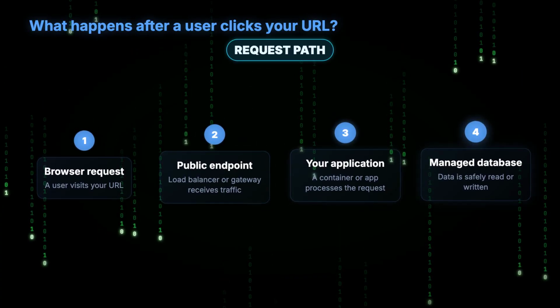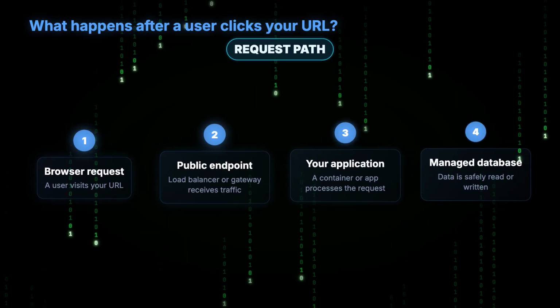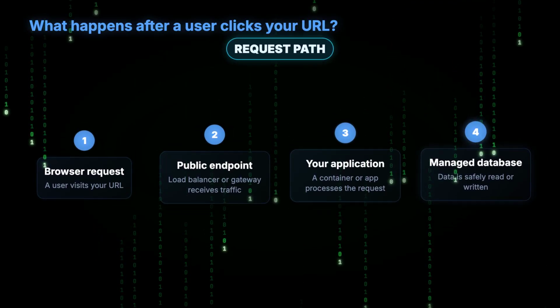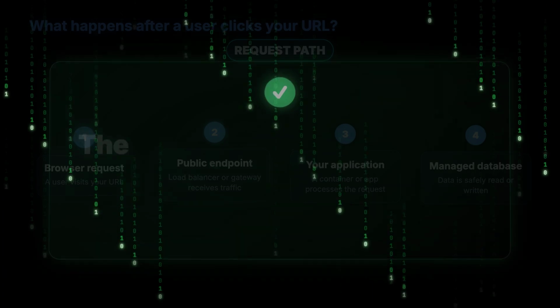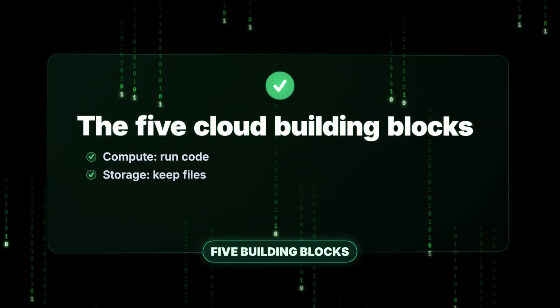Around those pieces are permissions, secrets, monitoring, backups, and network rules. Every large provider sells these parts. The names differ, but the architecture is remarkably similar. For a beginner, learn 5 building blocks instead of hundreds of product names.